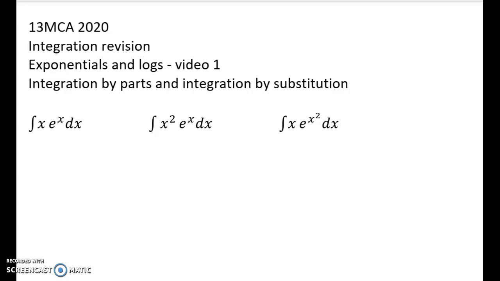Looking at how we can integrate some exponentials. And it's going to revise integration by parts and maybe integration by substitution. I'm going to do 3 of these videos tonight.